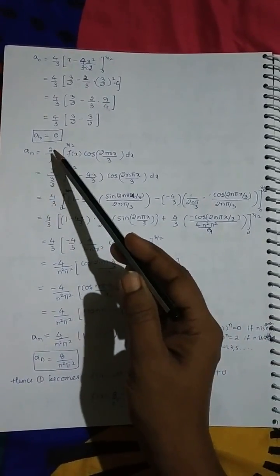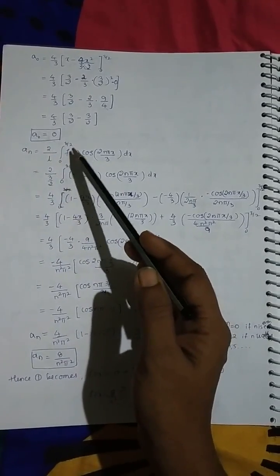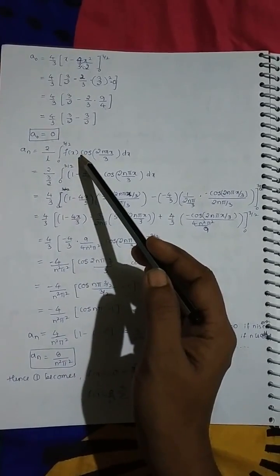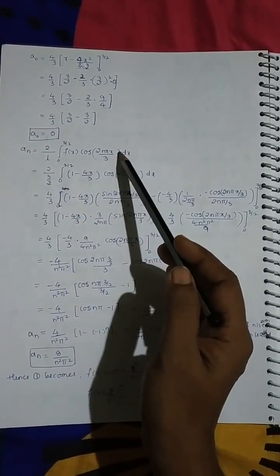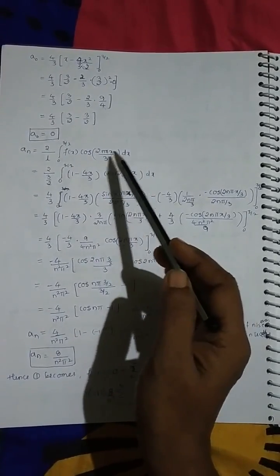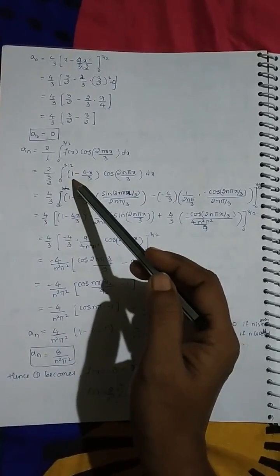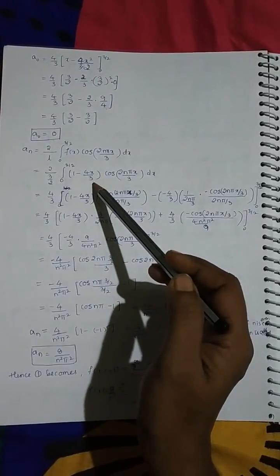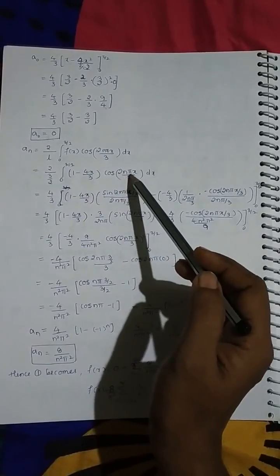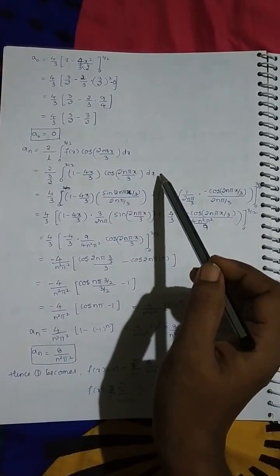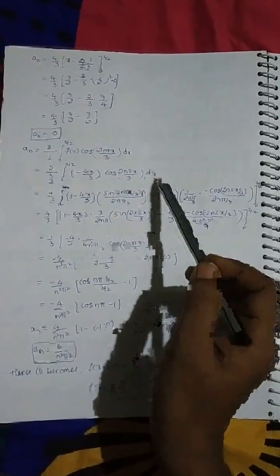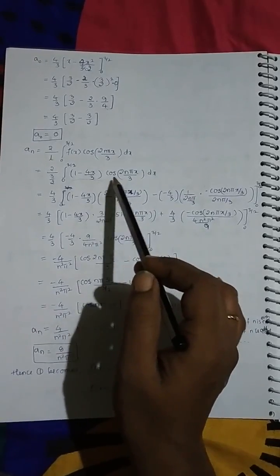Next, an is equal to 2 by L integration 0 to 3 by 2 f of x into cos 2n pi x upon 3 into dx. That is 2 by 3 by 2 integration 0 to 3 by 2, 1 minus 4x by 3 into cos of 2n pi x upon 3 dx, integrating with respect to x. Now you can see 1 minus 4x by 3 into cos 2n pi x upon 3 is a product, so we apply Bernoulli's rule.